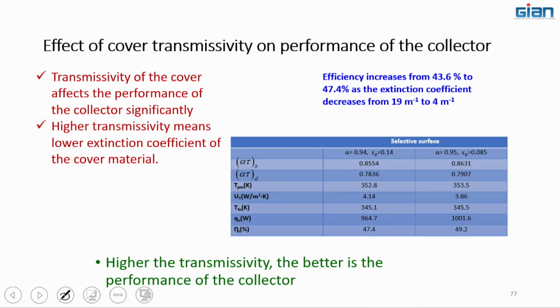Then we have transmissivity. As I said, this impacts a lot. If you can reduce this K value from 19 to 4, you can increase the transmissivity very effectively, and that impacts the performance very significantly.